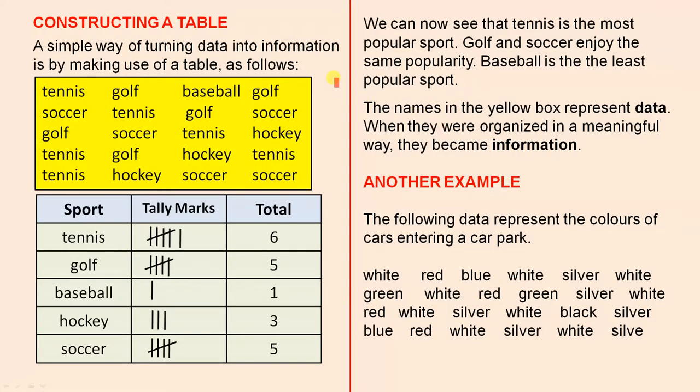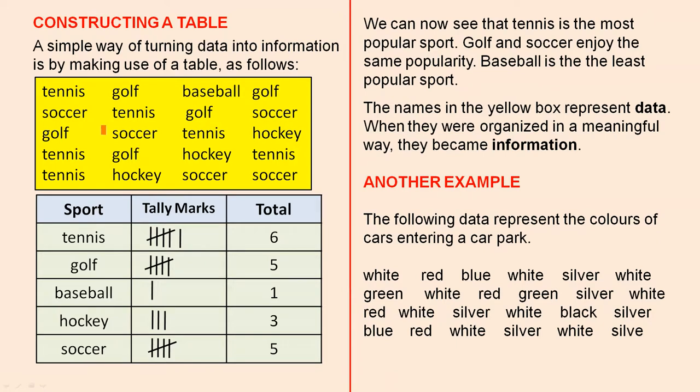Constructing a table. A simple way of turning data into information is by making use of a table, as follows. Now I've repeated this data here just for ease of reference. So when you see tennis, you just put one vertical stroke. Then you go to golf and you put one vertical stroke. And you keep going one by one.